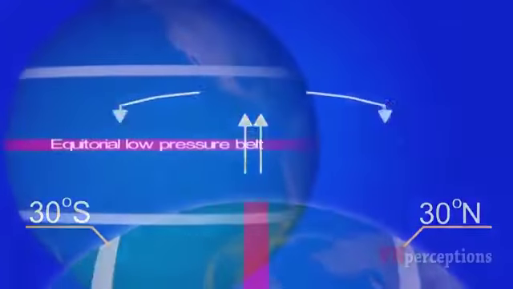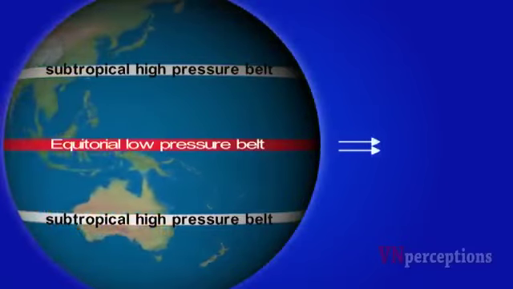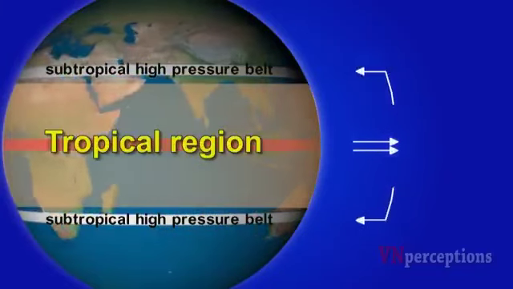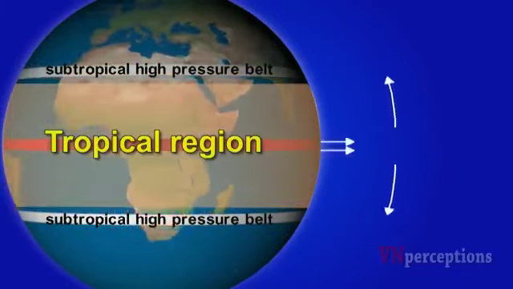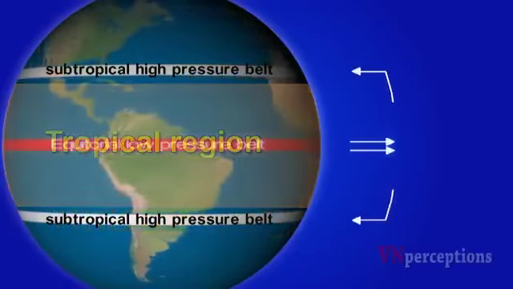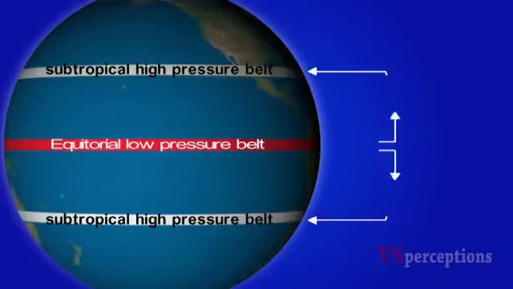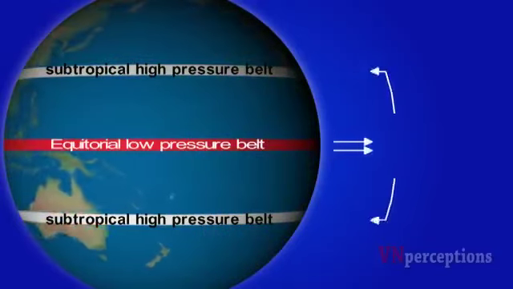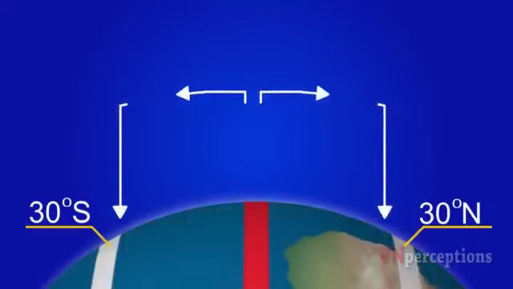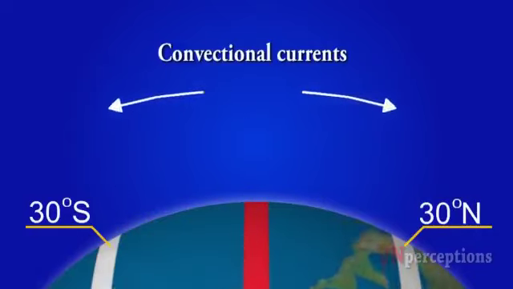These regions are called subtropical high pressure belts because they lie outside the tropical region and at the same time adjoin the tropical region. The sinking air now moves towards north and south. So, along the equator, the warm air rises, spreads out, cools and sinks down. In this way, it develops convectional currents.